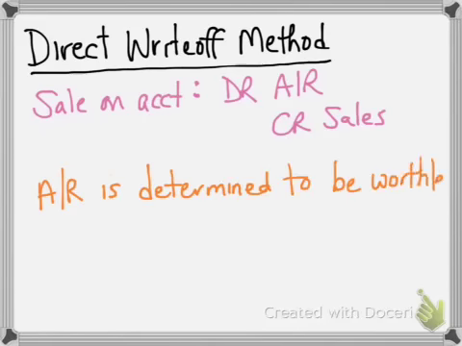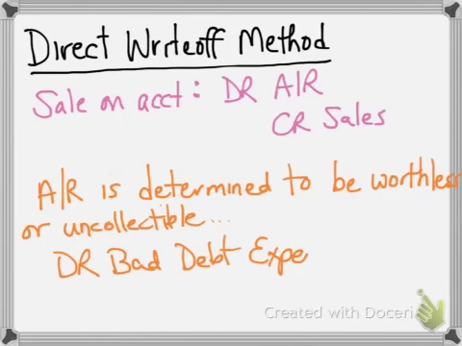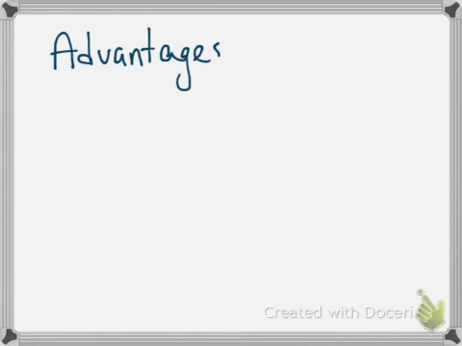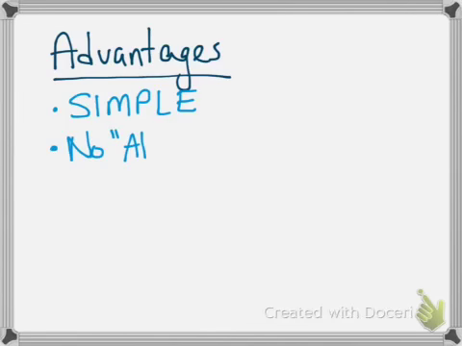Once we decide an account receivable is worthless, right? We've deemed it to be uncollectible. Then we simply write it off directly to bad debt expense. So we would debit bad debt expense and credit accounts receivable. Very straightforward. No use of the contra account allowance for doubtful accounts. So the advantages: it's simple, and you don't use the allowance account.